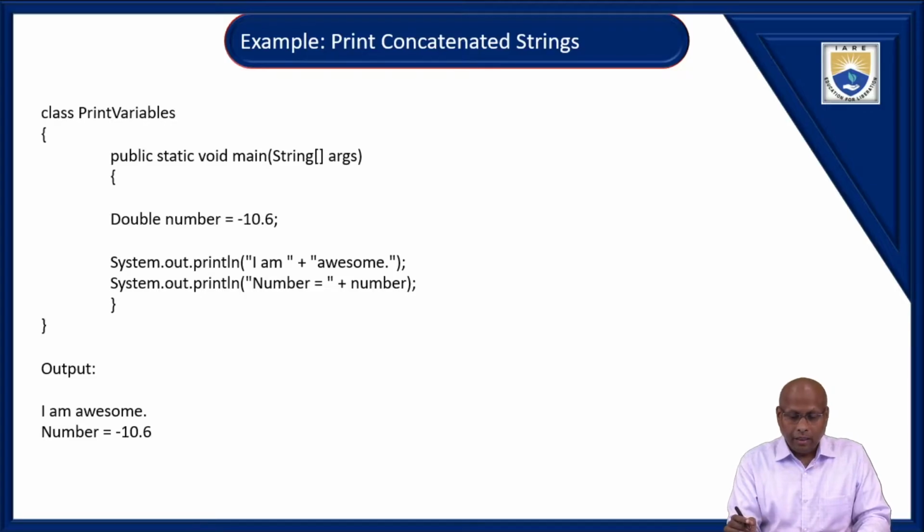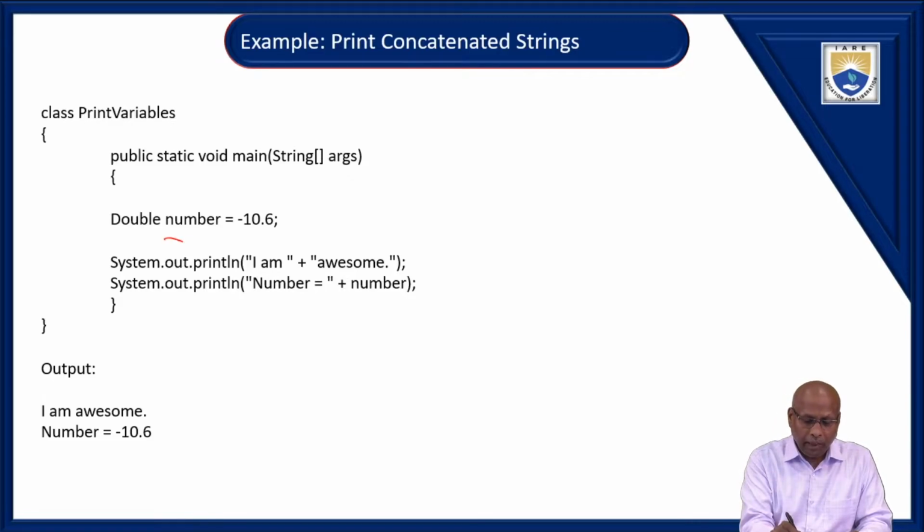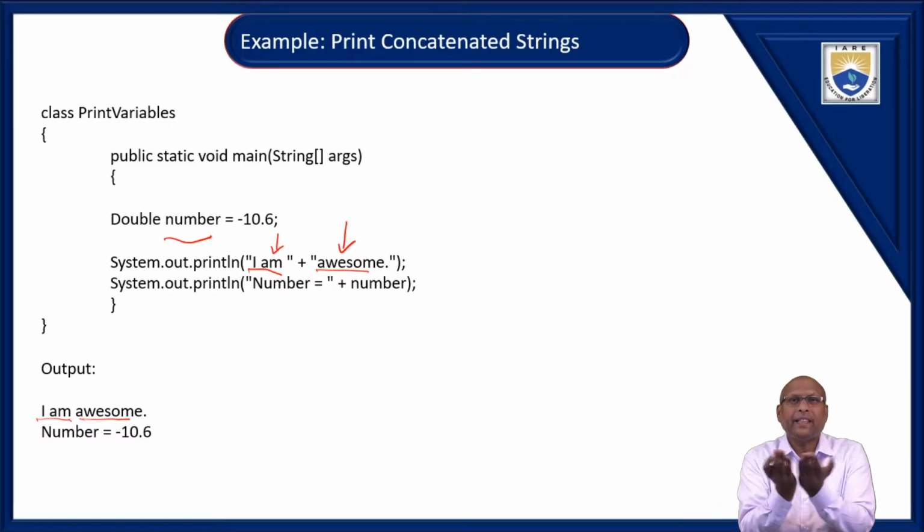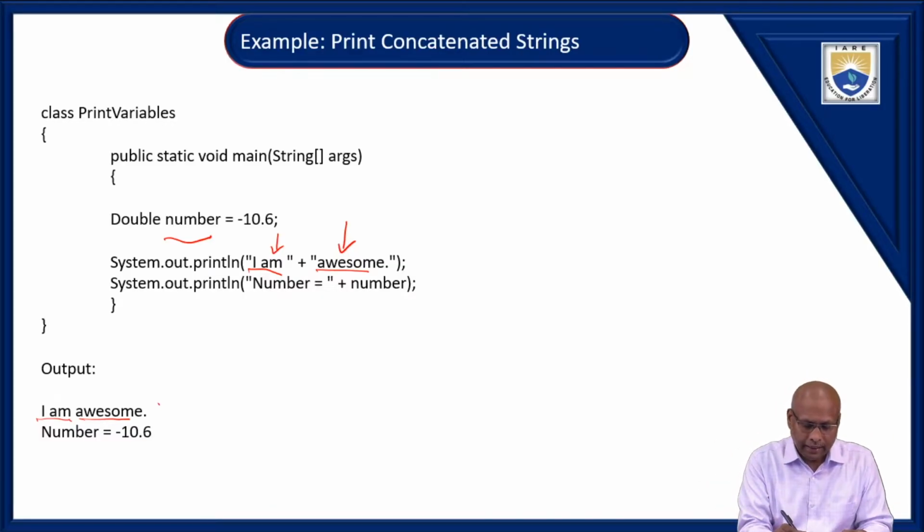Similarly, how will you concatenate two data? Assume I want to display the value of a variable along with some string. System.out.println within double quotes, "I'm" plus "awesome". Awesome is what? It is a string constant, a string literal. So this is also a string literal. These two I am concatenating. So what is System.out.println printing? "I'm awesome". That means it is combining the two strings, so it is printing in the same line.